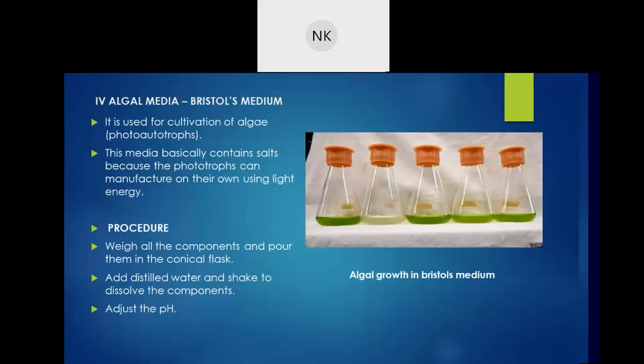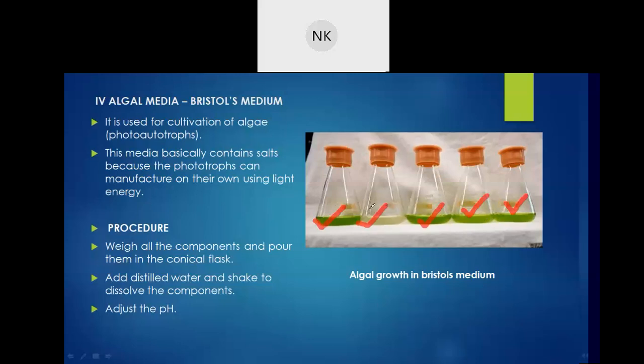In order to cultivate algae in Bristol's medium, you just take a sample, either algae or any pond water where you can find some algae, take a pinch of algae and put it into this flask. So you can see here, this is the one where algae has not been grown. After a certain period of incubation, you can see green color algae growing in the medium, algal growth in Bristol's medium.